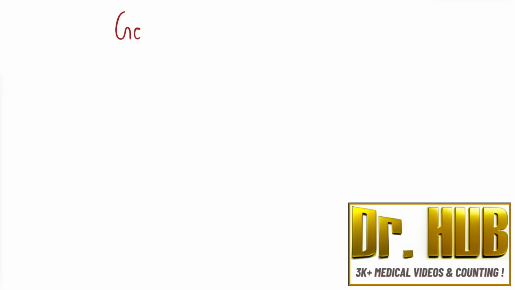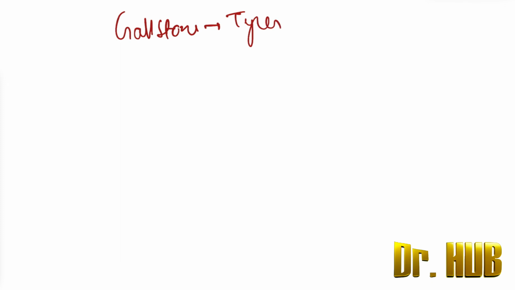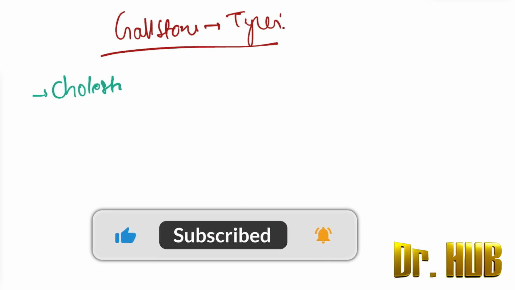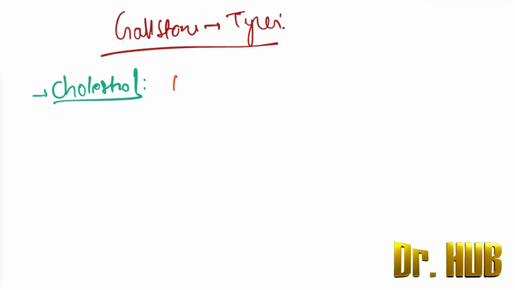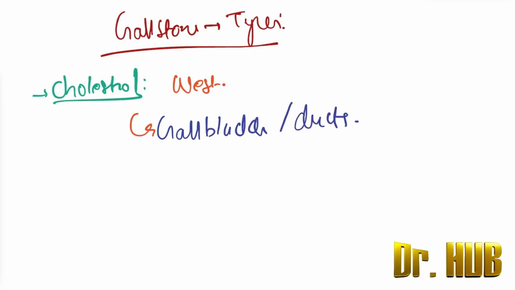Now we look at the gallstones and we are focusing on the types. So here, you start with the cholesterol gallstones. Here it is mainly present in the West. And where is it located? It is located in the gallbladder, as well as present in the ducts.